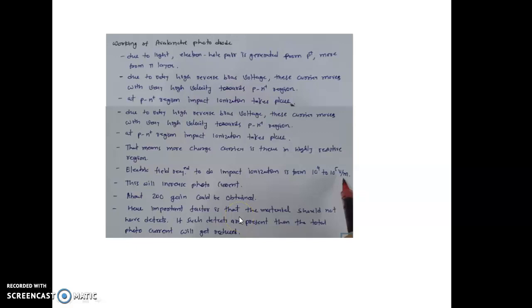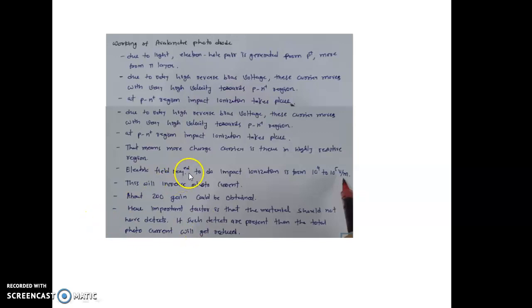Working of avalanche photodiode. Due to light, electron hole pairs are generated, more from the pi layer. Due to very high reverse bias voltage, these carriers move with very high velocity towards the P N plus region. At the P N plus region, impact ionization takes place. That means more charge carriers are there in the highly resistive region, that's the P region.